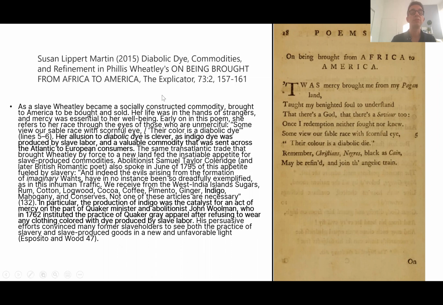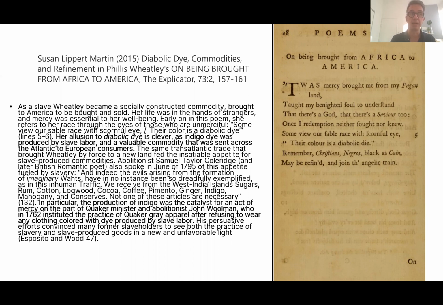So Susan Lippert Martin, in the academic journal The Explicator, which does short essays that interpret poetry, writes an essay called Diabolic Dye, Commodities and Refinement in Phillis Wheatley's On Being Brought from Africa to America. And she reads this one line very closely. Their color is a diabolic dye. A dye is, of course, something you use to change the color of something else. It's not dyeing as in like losing your life, but rather dyeing as in changing your color. What's that a reference to?